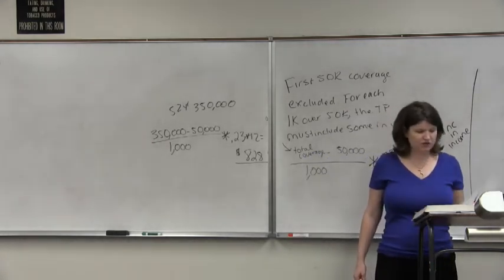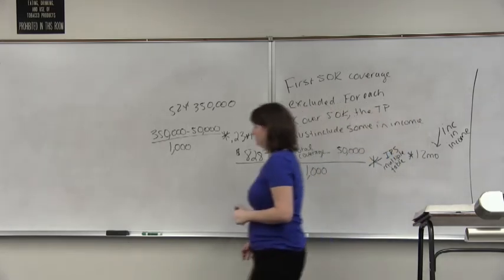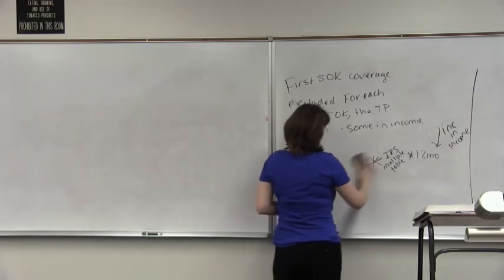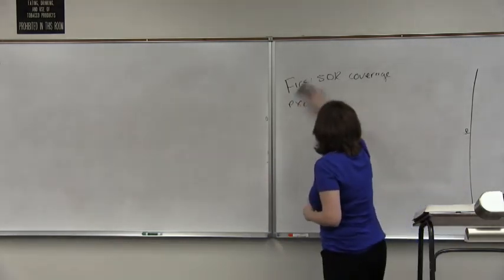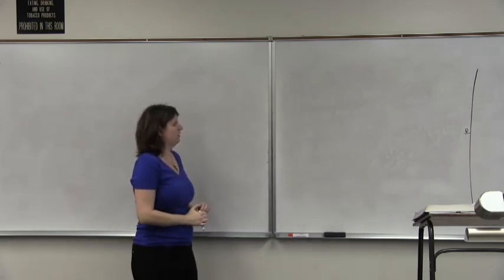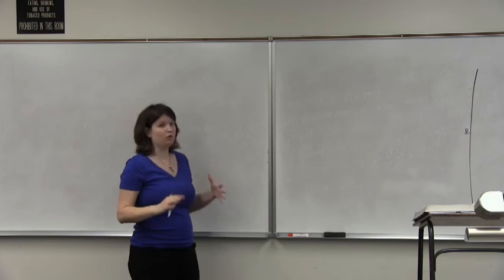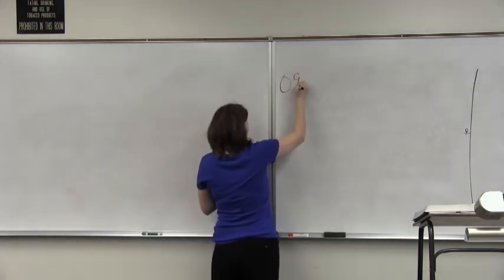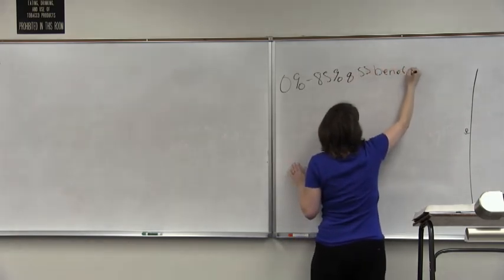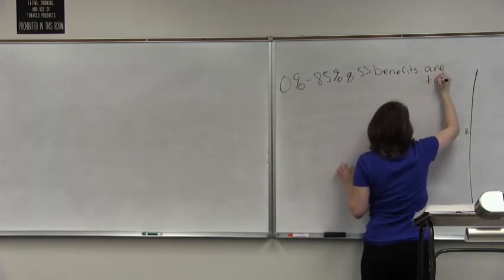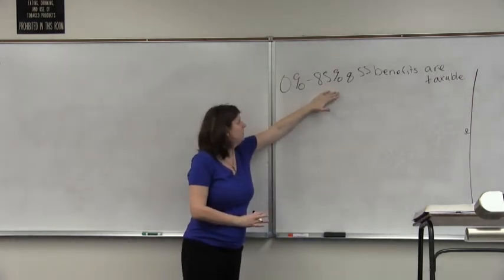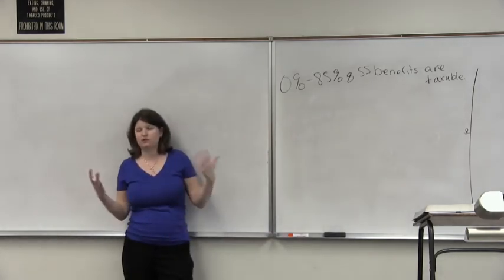And the last topic in this chapter is on Social Security benefits. A couple things you need to know that are important about Social Security benefits. 0% to 85% of Social Security benefits are taxable. So 85% is the max. You cannot be taxable on 100% of your Social Security benefits.